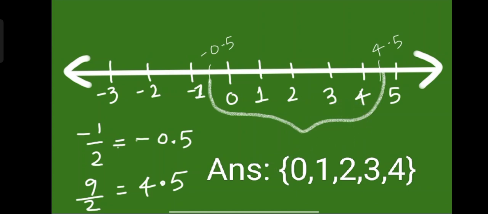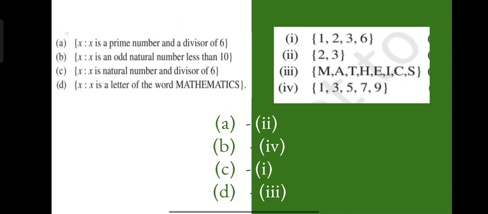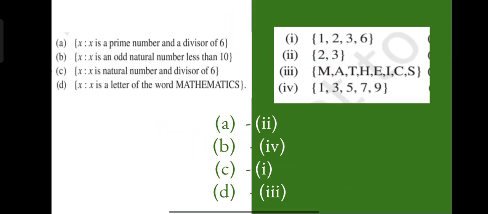Okay, so this exercise 1.1 has one more question last. It is a match the following question. Okay, some elements are written in roster form and some are written in set builder form, and we have to match them. By seeing mathematics here and the letters here, we can directly tell that D belongs to 3.